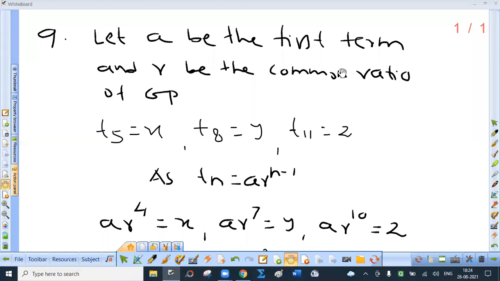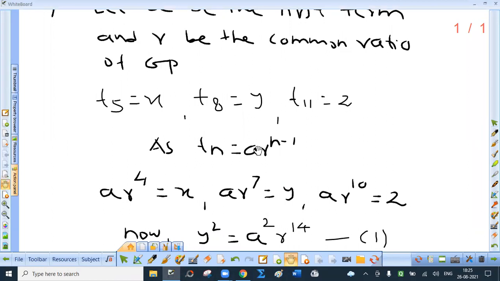Sum number 9. The 8th term of a GP is X. Rather, the 5th term of a GP is X, 8th term is Y and 11th term is Z. Verify whether Y square equal to XZ. Now T5 is X, T8 is Y, T11 is Z with usual notation. What is the nth term? It is AR raised to n minus 1. Now the fifth term is nothing but AR raised to 4. So AR raised to 4 is X, AR raised to 7 is Y, AR raised to 10 is Z.